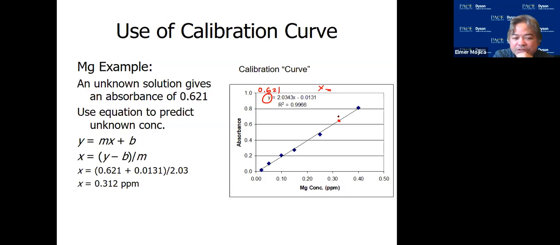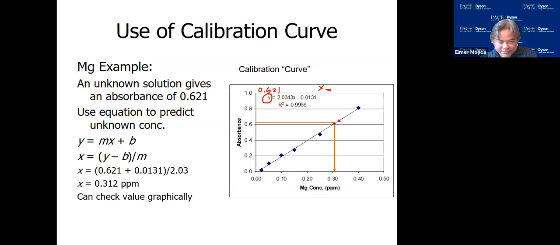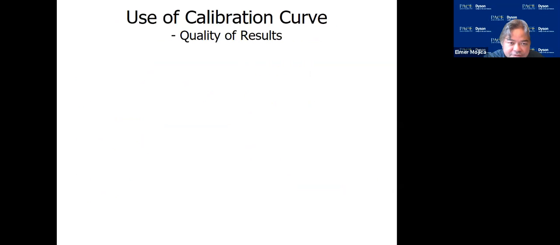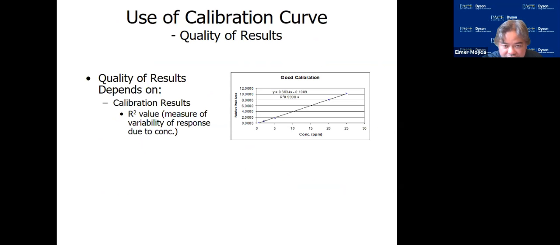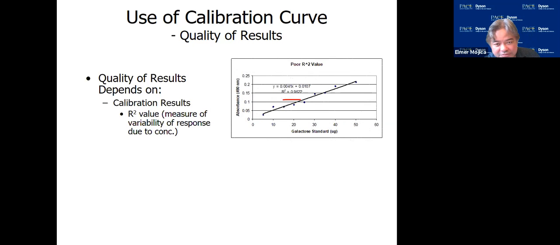So around 0.312. So around that area. So that's how you do a calibration curve. Okay. If you're going to look at the quality of the results, as I've told you, it's the r squared that determines the quality. The closer it is to 1, the more linear your calibration curve is.